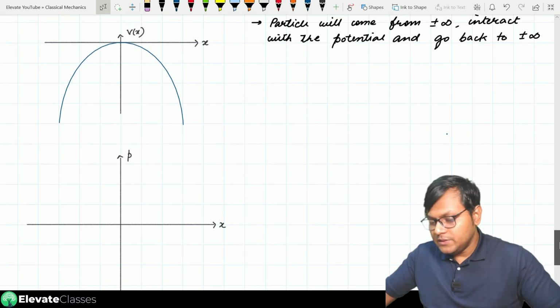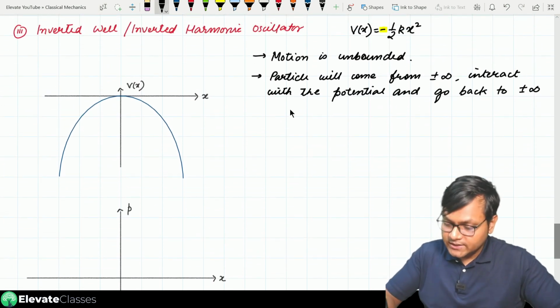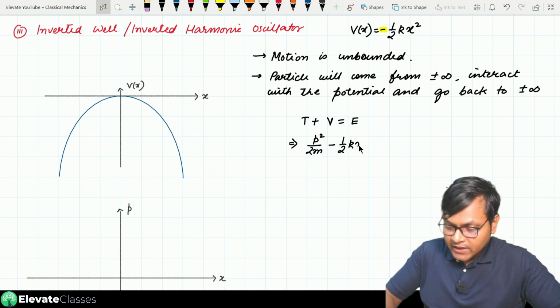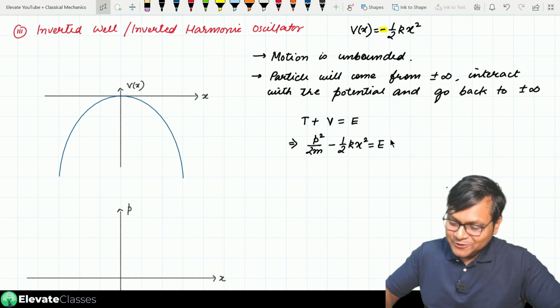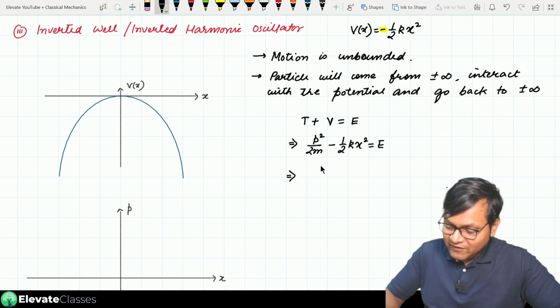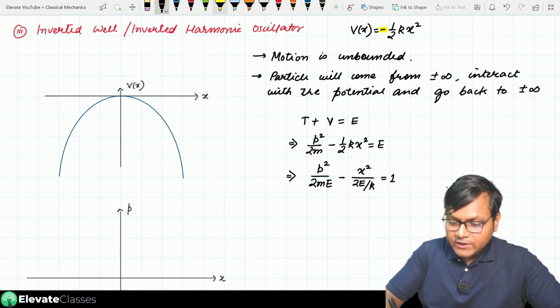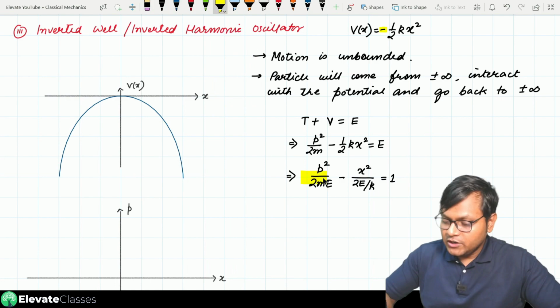अगर हम let's suppose इसकी Hamiltonian को check करते हैं, let's suppose we look at the Hamiltonian. So T plus V is equal to the total energy. What is T? T is equal to P square upon 2m. V is minus half kx square is equal to E. Now tell me something. Okay, now if I simplify this equation, it becomes P square upon 2me minus x square upon 2e upon k is equal to 1. Now tell me, this is an equation corresponding to what?